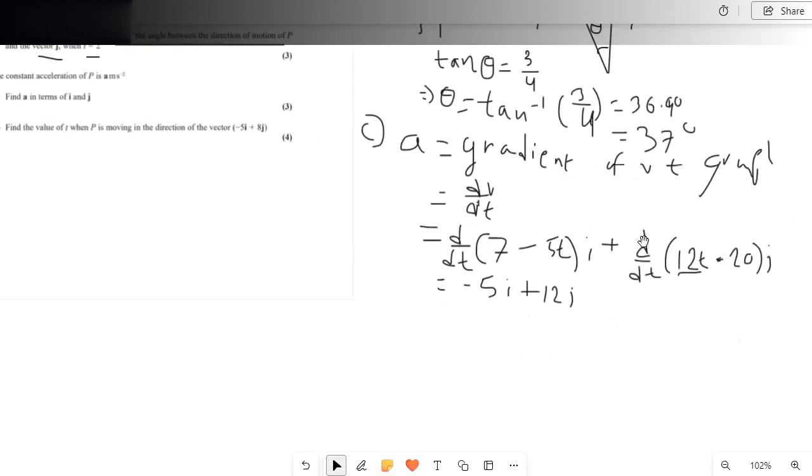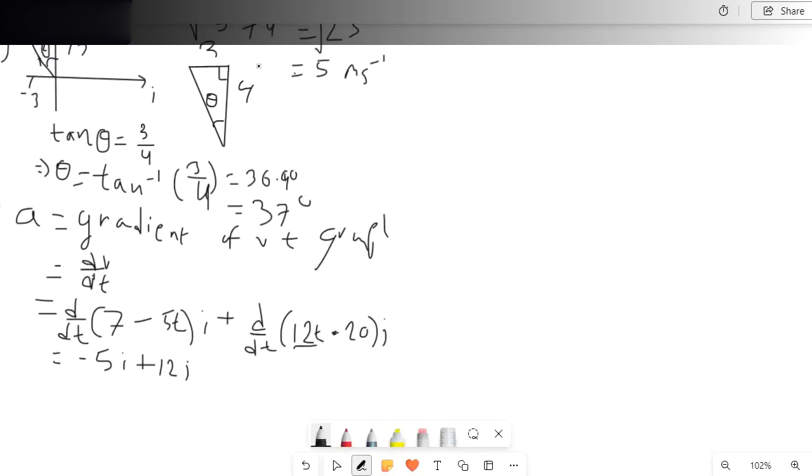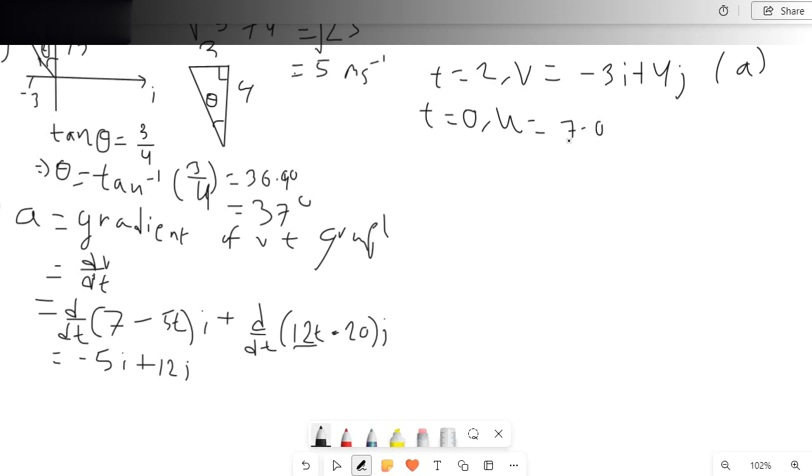Another alternative way of finding the acceleration is using the value of the velocity that you found previously, which was at t equals 2. We know that the final velocity is minus 3i plus 4j, as we got in part A. Now we find the velocity at t equals 0, or its initial velocity u, which is 7 minus 0, as 5 into 0 is 0, multiplied with i, plus 12 into 0 minus 20 j. So our initial velocity is 7i minus 20j.